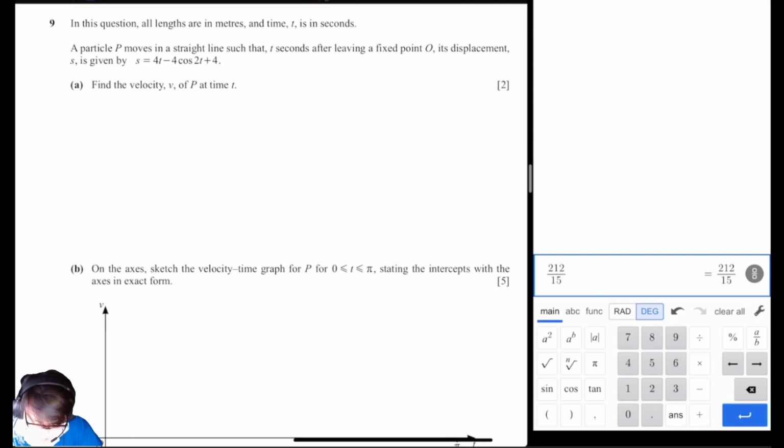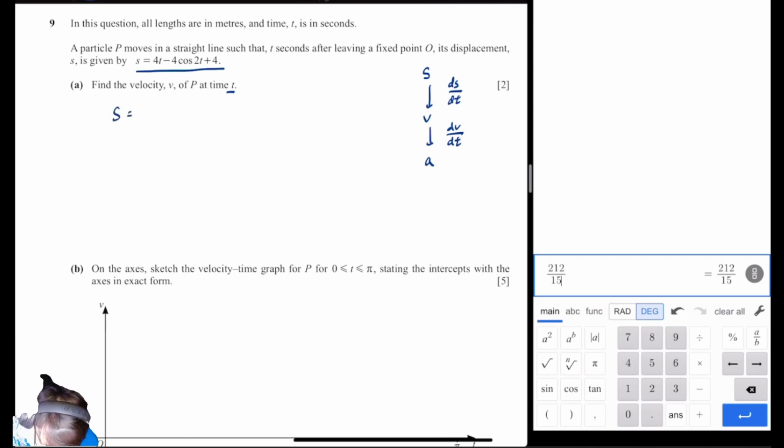And question number 9 in this question, all lengths are in meters and time is in seconds. So we have the equation of the displacement given to us in this form. So how to find the velocity at time t? Remember that to go from s to v, you have to differentiate s with respect to time, and to go from v to a, you have to do dv over dt as well. So going from s to v to a, you differentiate, find the derivative with respect to time.